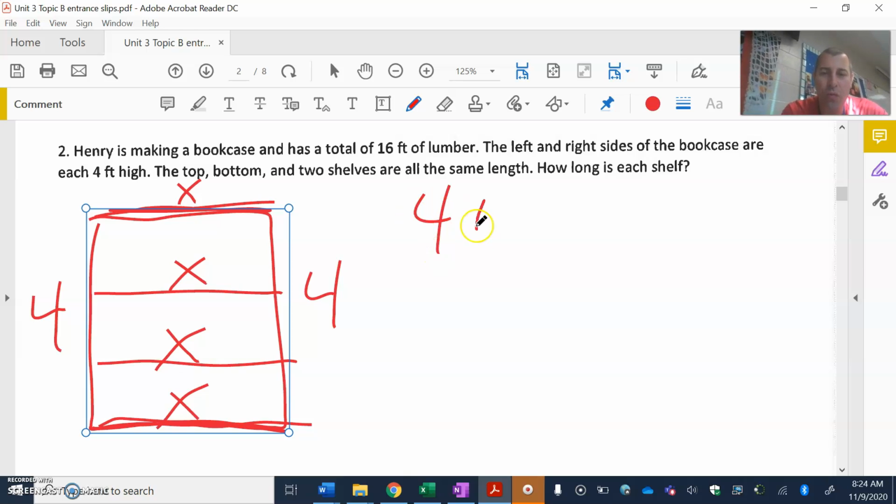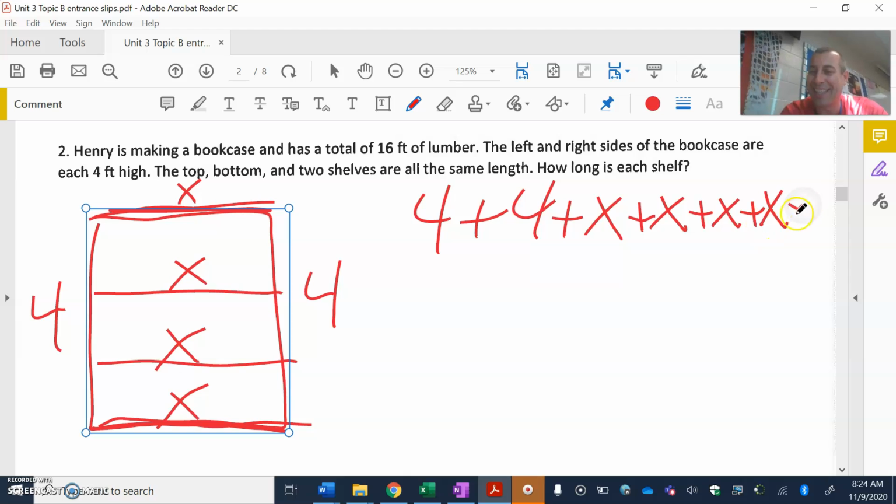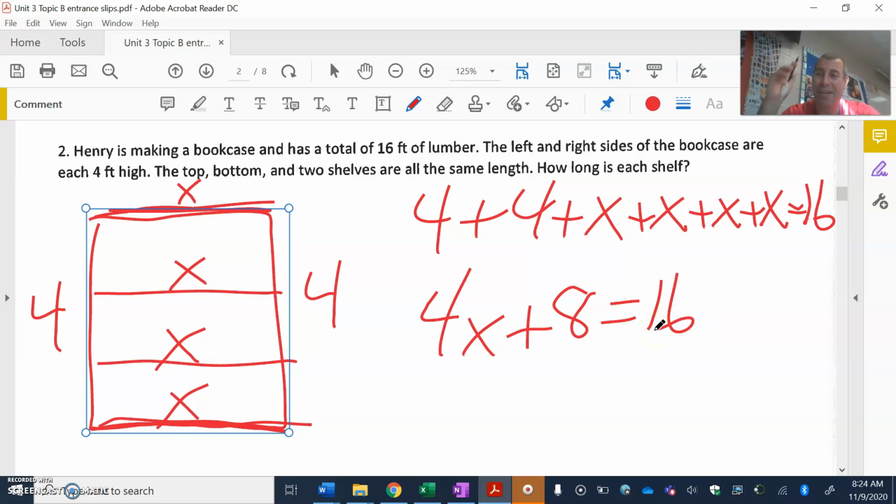So 4 plus 4 plus x plus x plus x plus x equals 16. Now, hey, some of you might have recognized right away, like, come on, can't we just say 4x plus 8 equals 16? And I say to you, yes, you can. Again, I just want to take every single little step, so we're not combining things together. So again, if you can see that, great. But this is what we are after here. Your ability to write out 4x plus 8 equals 16.